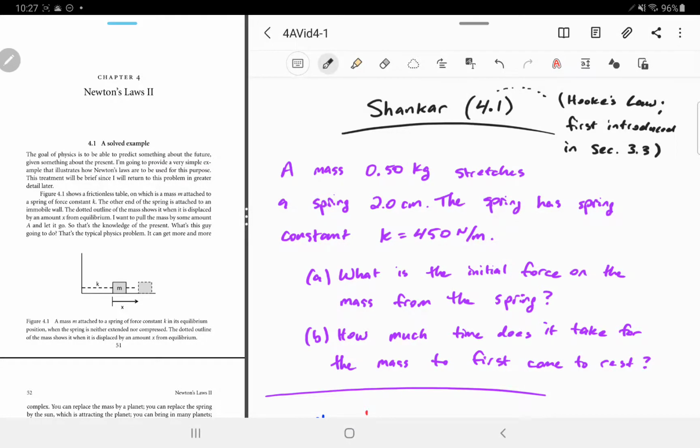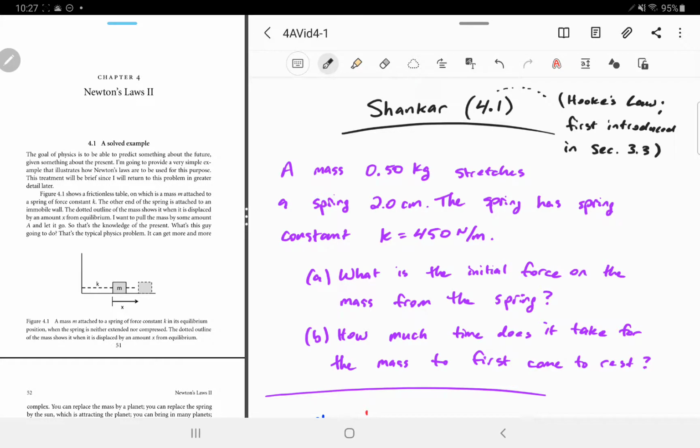All right, welcome to the first video from chapter 4. Here we're going to do harder problems with Newton's laws in this chapter. This first video just goes over Hooke's law and springs, so the spring force, because we'll need that for some of these later problems.